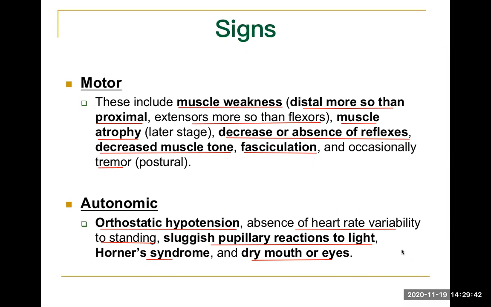We already talked about Horner syndrome in the last class. It's a combination of miosis and anhidrosis, enophthalmos and ptosis. Dry mouth or eyes are other important features of autonomic nervous system involvement. Dry mouth is more of parasympathetic, I should say, but if it is occurring on the forehead, then we relate it to the sympathetic nervous system.